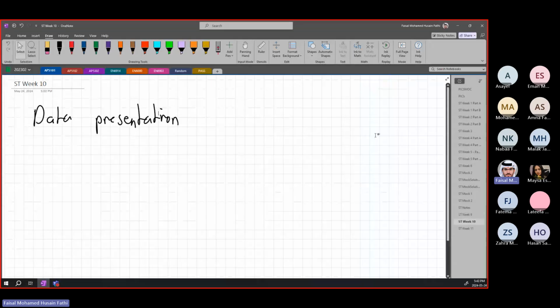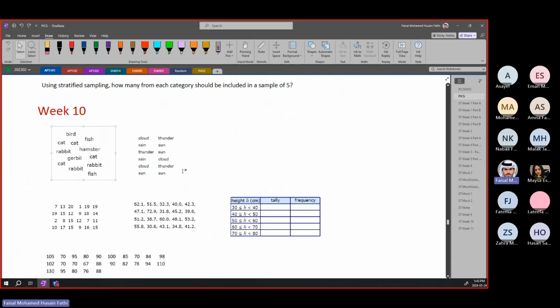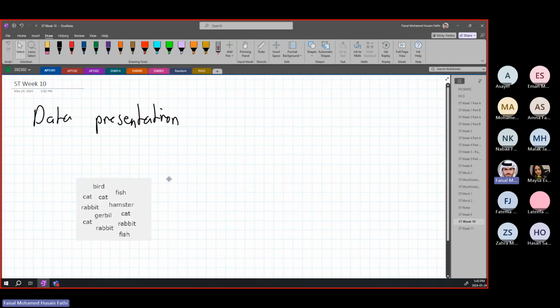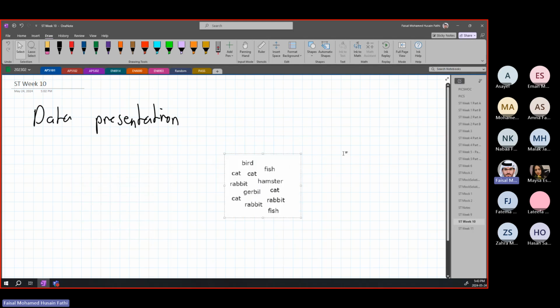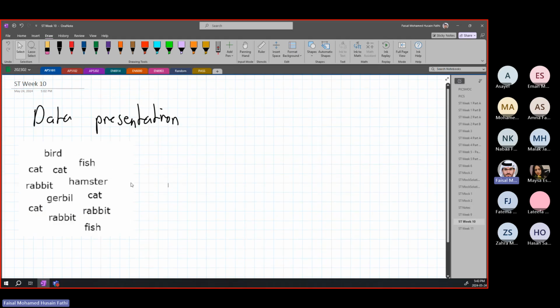All right. So let's take a simple example from the beginning. Let's say you did a survey or whatever, and you got these as your answers. For example, what is your favorite pet? And you got these as your answers. You got bird, fish, cat, cat, rabbit, hamster, gerbil, cat, rabbit, rabbit, fish. So you got a number of different answers. This is obviously qualitative information. These are not numeric, this is qualitative. And you want to put it in a way that you can explain it or you can analyze it further.